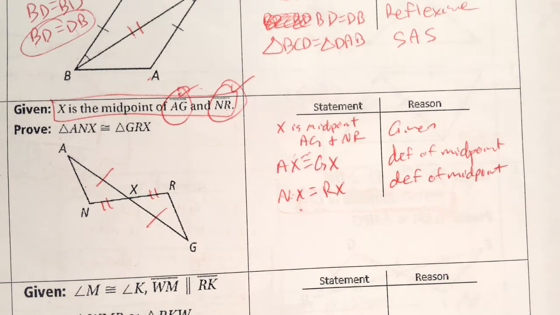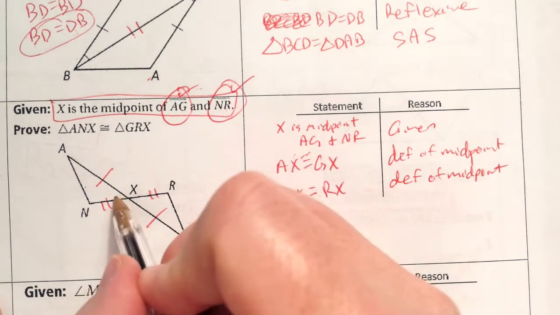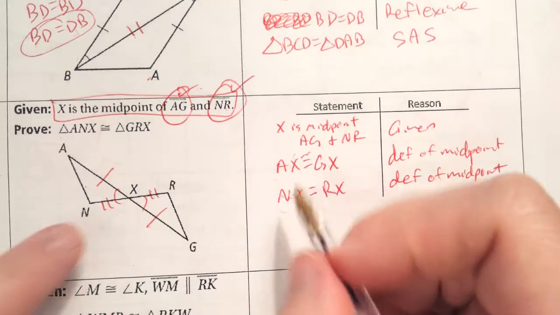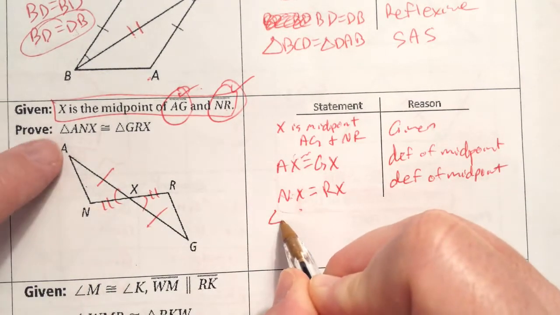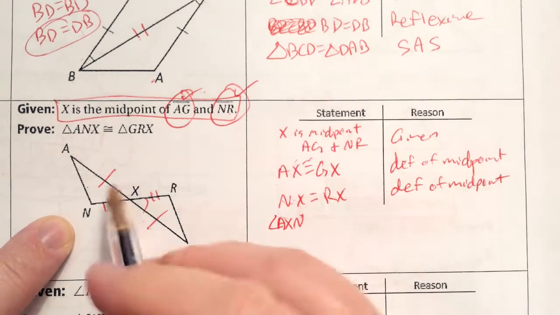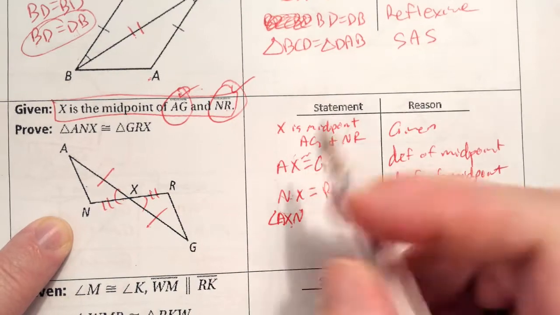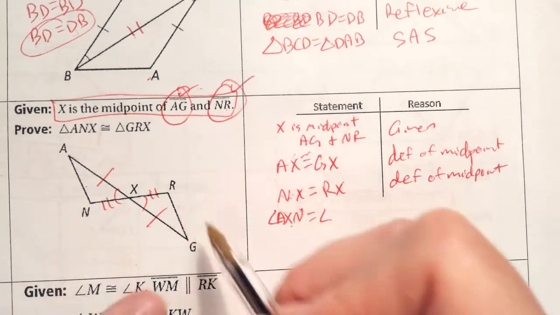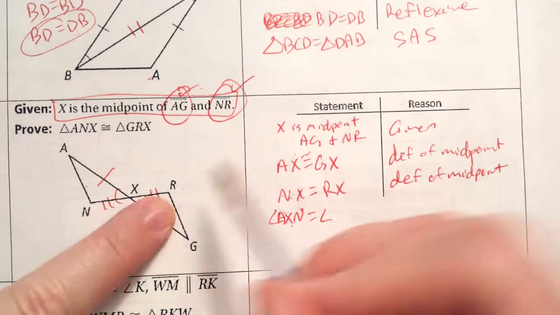What do you think you're going to do? After givens, what do you try? You try the reflexive property? Not there. And then you try the vertical. There's vertical. Angle X is equal to angle X. We've got to be a little more specific. Angle AXN, where X is the middle of the angle, is equal to angle GXR.